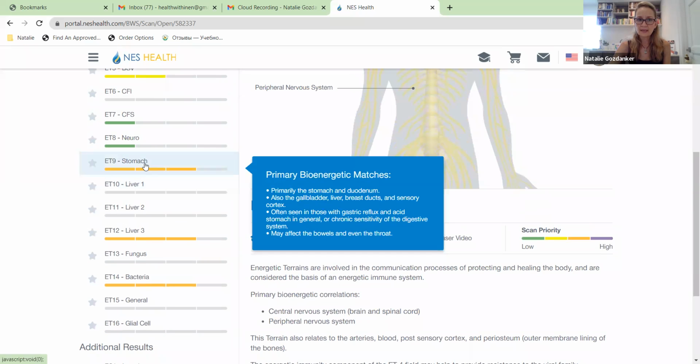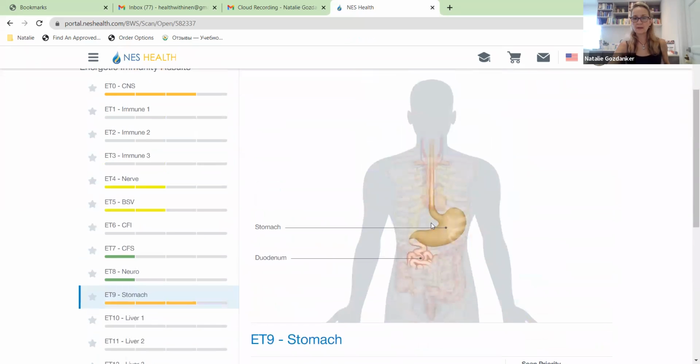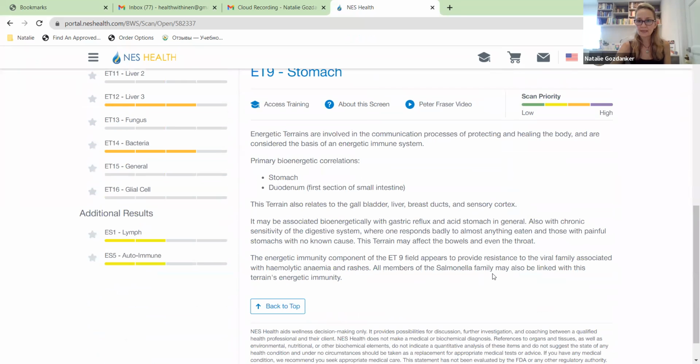Then you can see something like stomach terrain, for example. And here we are talking about the healing happening in the stomach area, stomach as an organ, and also duodenum, just this area before large bowels and small bowels, right?